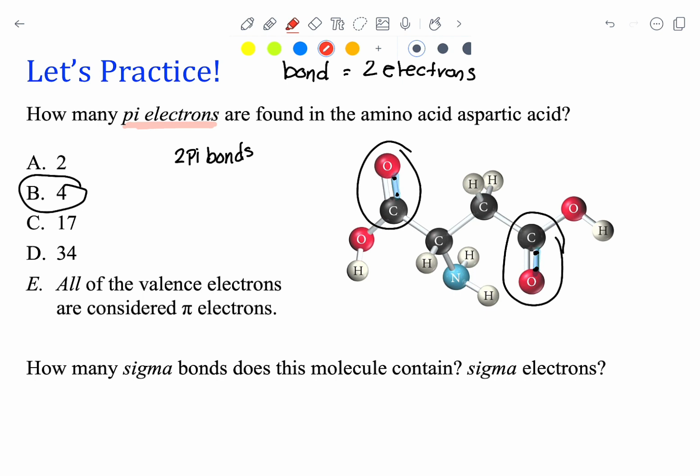Okay, so let's count up all of our single bonds. If it's a single bond, it is a sigma bond. So we have 1, 2, 3, 4, 5, 6, 7, 8, 9, 10, 11, 12, 13. I then have a sigma bond in my double bond, sigma bond in my other double bond. So that's a total of 15 sigma bonds. Each bond has 2 electrons, so that would be 30 sigma electrons.